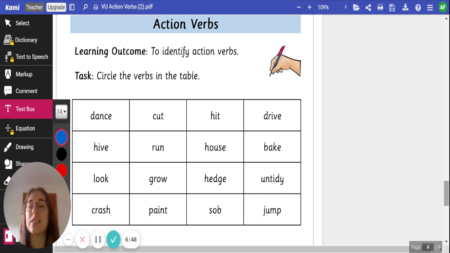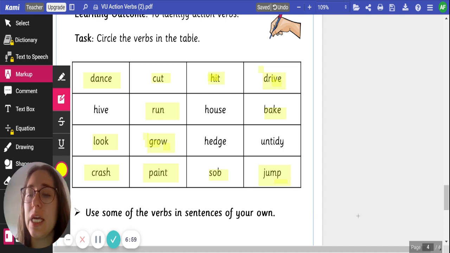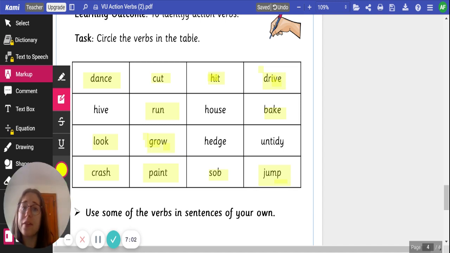Go ahead and pause the video, write down all the action verbs. Remember, an action verb is something that tells what someone is doing, and hit play when you're ready to review them. All right, I went ahead and highlighted the action verbs. If you don't have them written down, that's okay. You can pause and get them written down. We have dance, look, crash, cut, run, grow, paint, hit, sob, drive, bake, and jump. Like I said, if you didn't have some of those written down, that's okay. You can write them down now. That was just for you to be able to identify and recognize your action verbs.